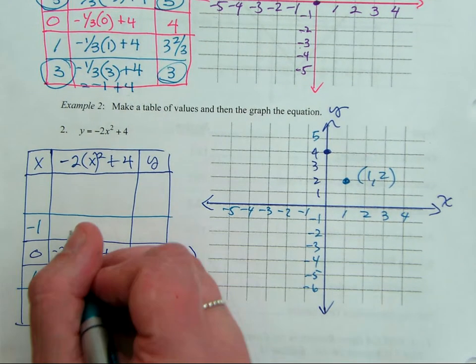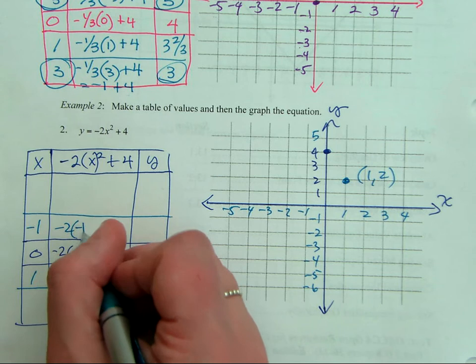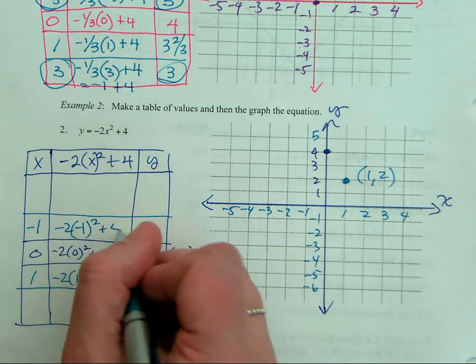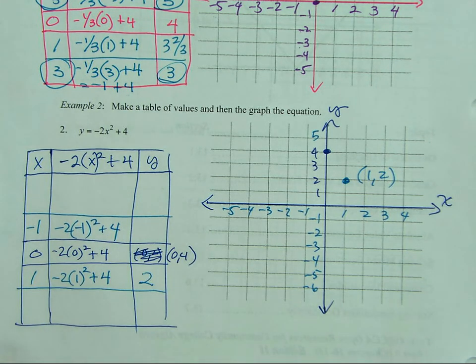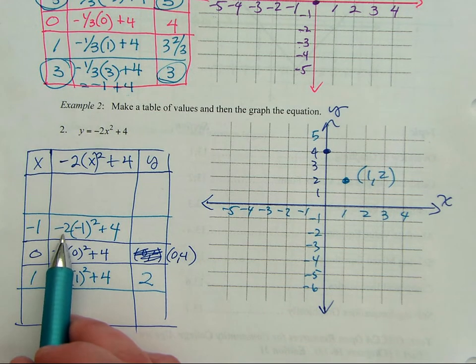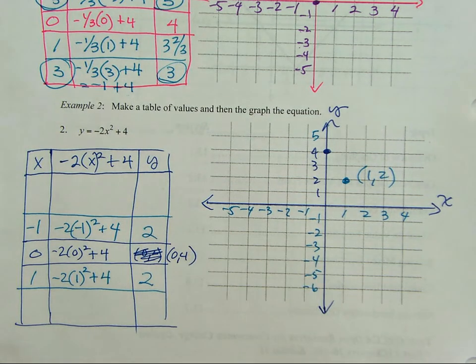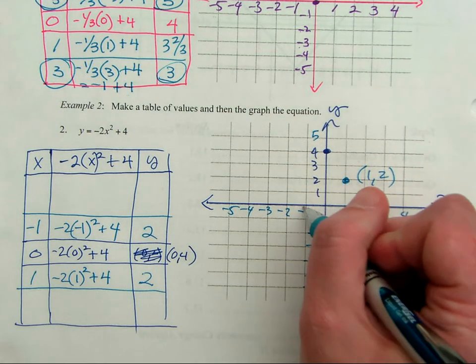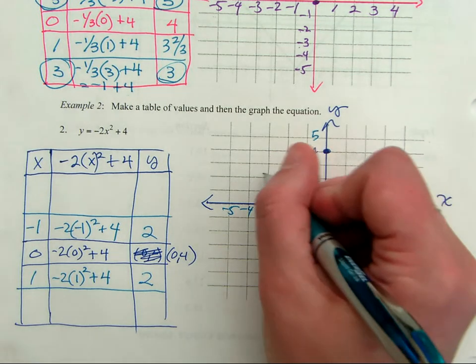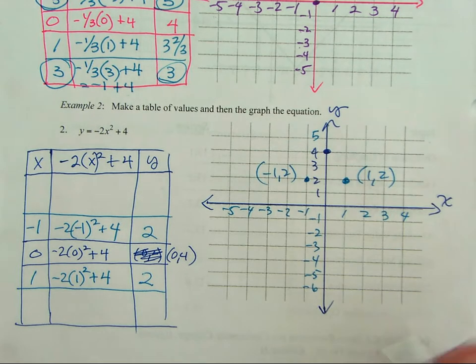What do you notice about -1? When I plug it in for x, I'm going to square -1. What happens when you square -1? So don't I get the exact same answer because I get 1 times -2, -2 plus 4 is 2. And that's what a parabola has, symmetry. So -1, 2 is here.